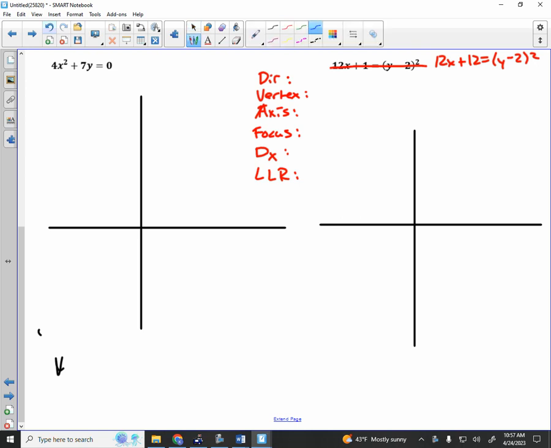It does open to the right. So the first indication is that the y is being squared. Because the y is being squared, we know that it's horizontal. So we know it's horizontal, and then we just solve for x.